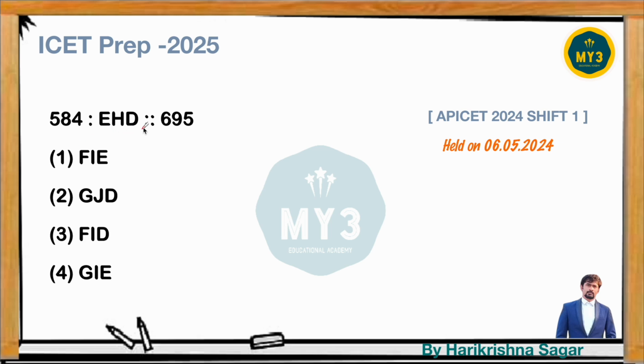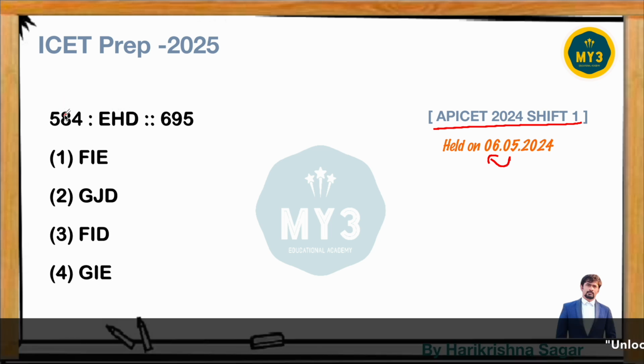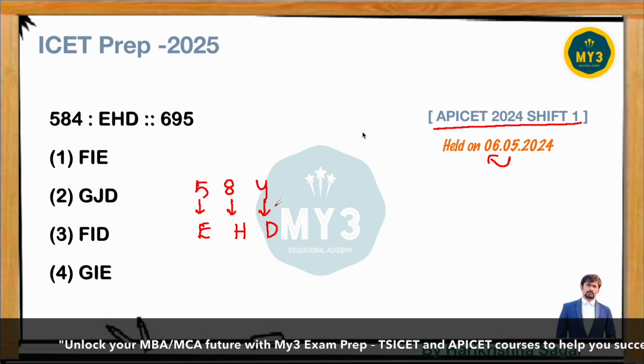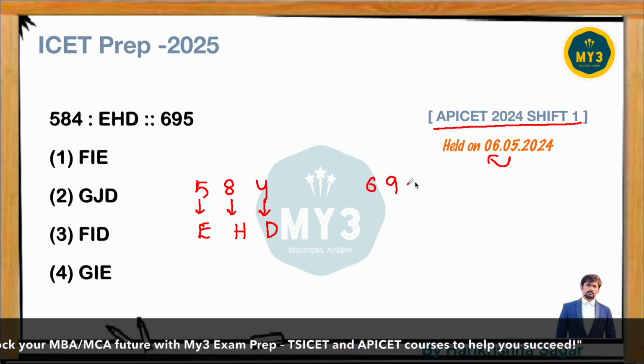584 is EHD. 695 will be what? This question appeared in AP ICET 2024 Shift 1, held on 6th of May. If you observe, 584 is taken as EHD. What is the reason? The 5th alphabet is E, the 8th alphabet is H, the 4th alphabet is D. Most direct question.